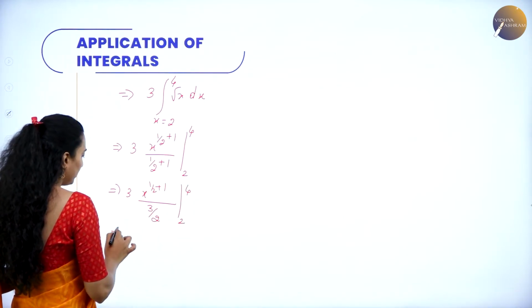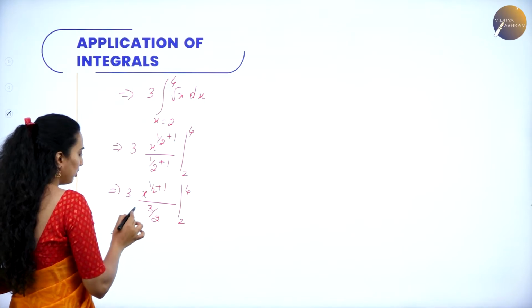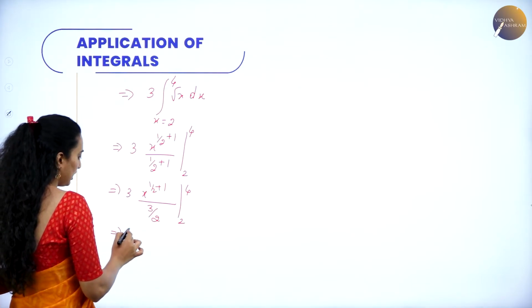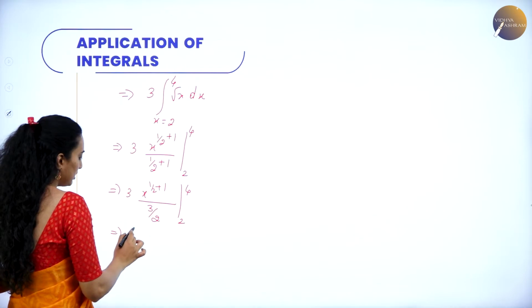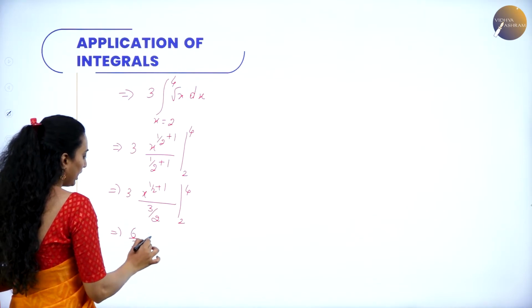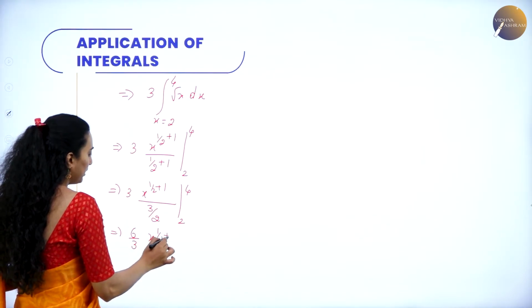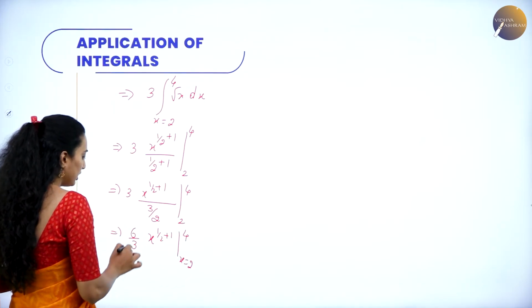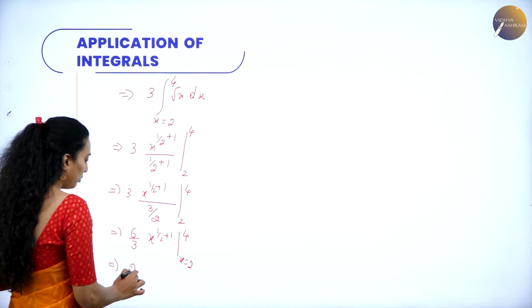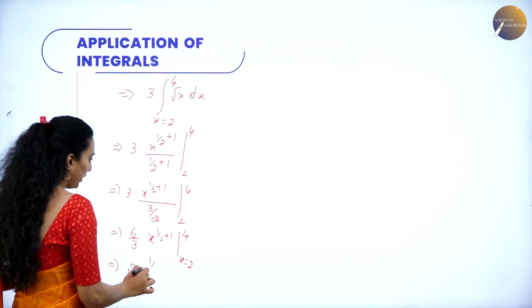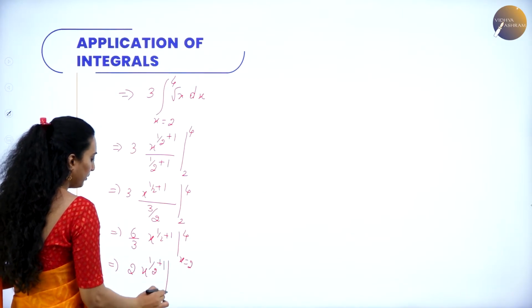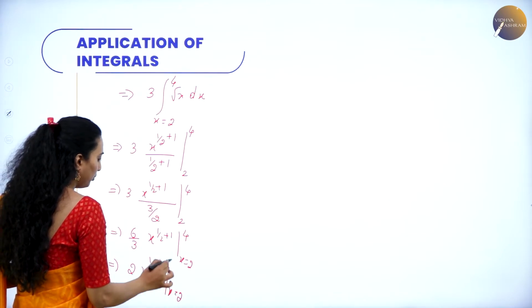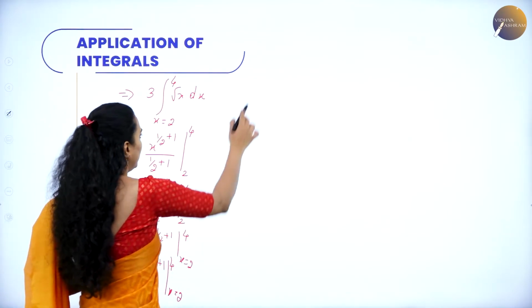Still you can simplify this one. 2 by 3, 2 will go to the numerator. So 2 3s are 6. So you have 6 divided by 3 x to the power of 1 by 2 plus 1, from the limit x will be from 2 to 4. Now 6 by 3 is nothing but 2. So 2 into x to the power of 1 by 2 plus 1, correct? From the limit x will be varying from 2 to 4. Now you can apply the limit.